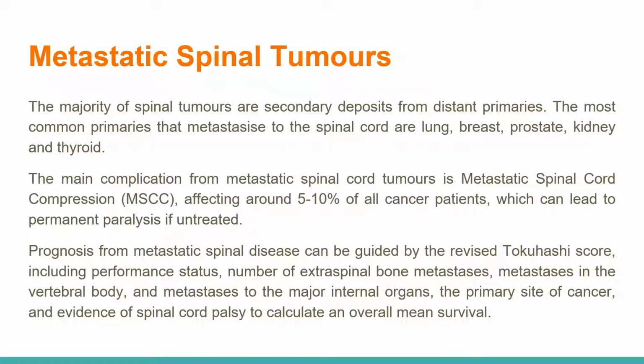Prognosis from metastatic spinal disease can be guided by the revised Tokuhashi score, including performance status, number of extraspinal bone metastases, metastasis in the vertebral body, metastasis to the major internal organs, the primary site of cancer, and evidence of spinal cord palsy, to calculate an overall mean survival. Next, please.